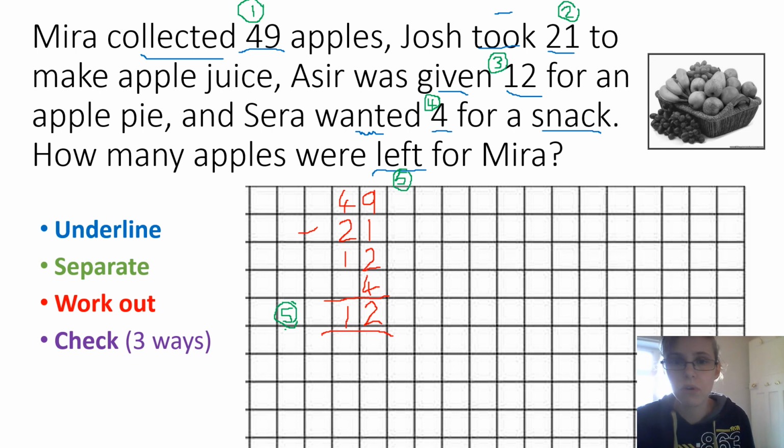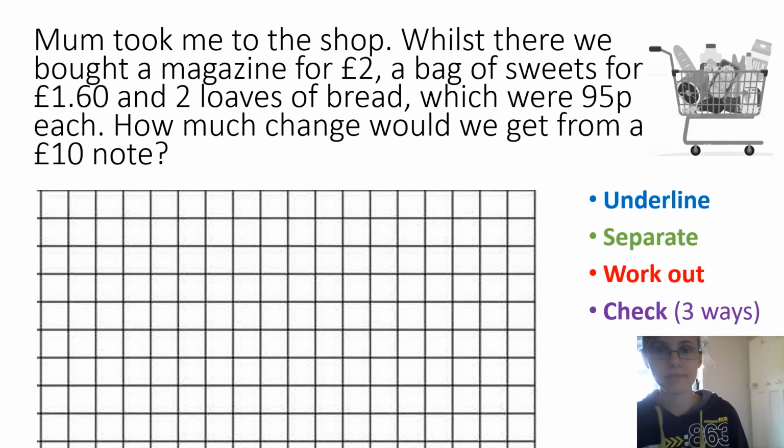Alright, so in terms of checking my answer, I'm going to go through and make sure I've got all my numbers right. Up here I've got 49. Up here I've got 21. Up here I've got 12. I've got 12, yep. I'm not repeating anything or muddling anything up. Next is 4. And then I've worked out what was left. So you can do the other checks in your head. You might want to check on your fingers if you didn't use your fingers for the first time. Well done. Let's try the next one.